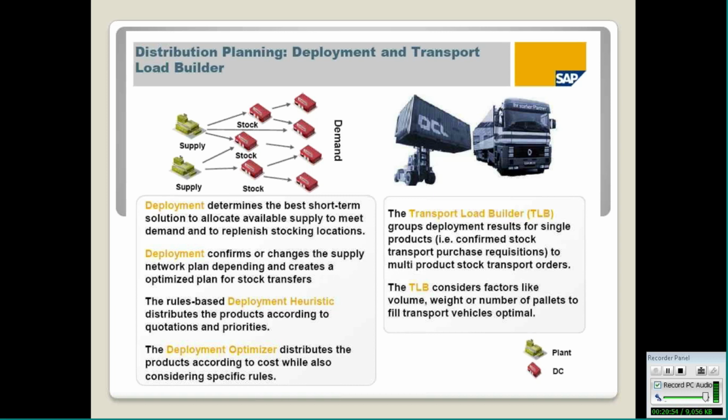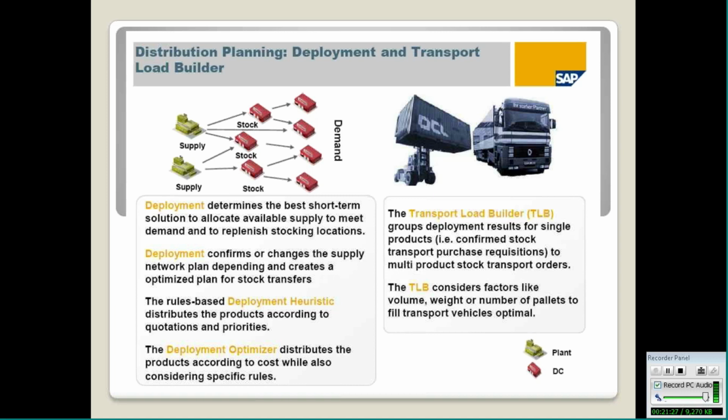In real time, if you go to any plant, a lot of DCs are there. So how can we distribute the stock in a planned way? That we can do in the deployment. The output of the deployment is stock transfers. The input is stock, and whatever planned orders we can take and confirm, and we can make them deployment orders.